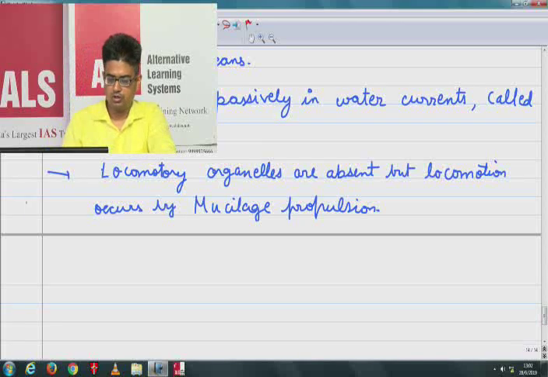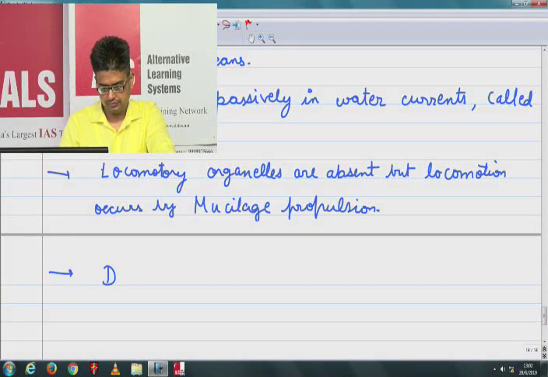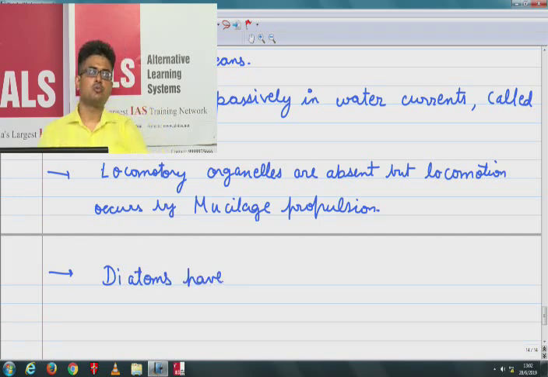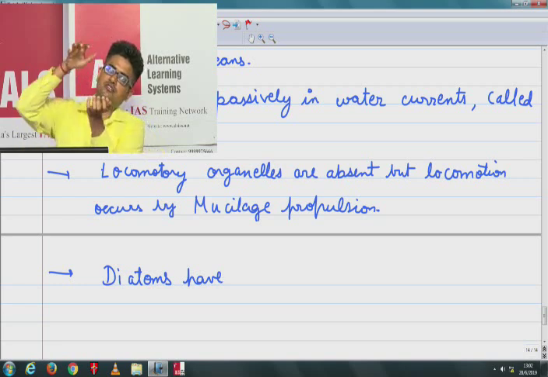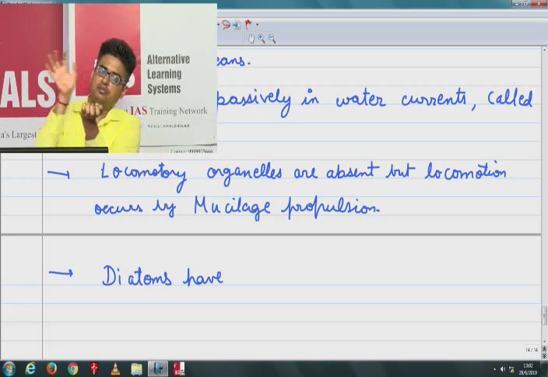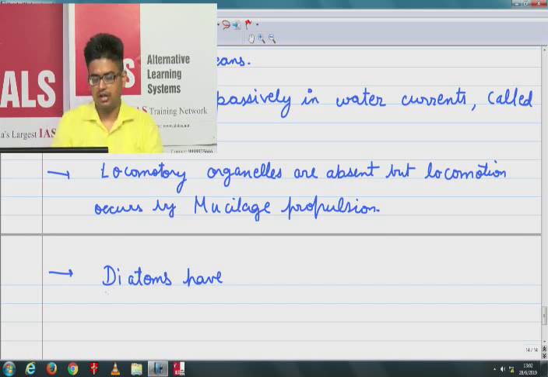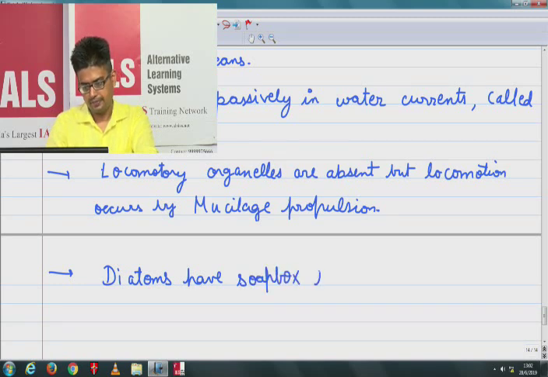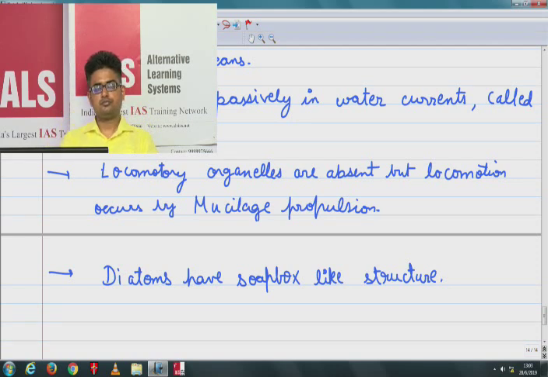Diatoms have a soapbox-like structure. What is a property of a soapbox? Soapbox means one half is bigger, one half is smaller, and the bigger half covers the smaller half. Diatoms have a soapbox-like structure.